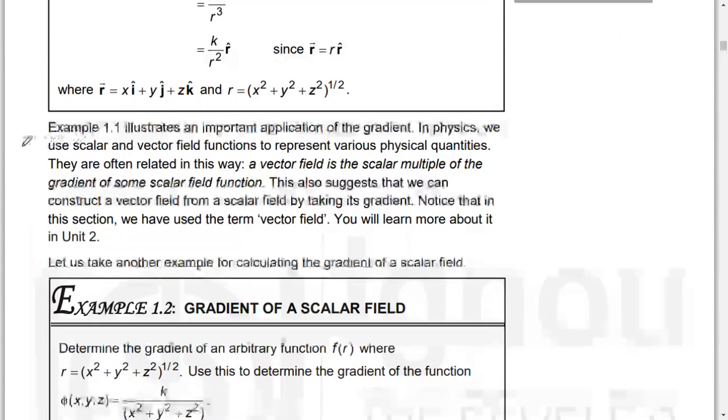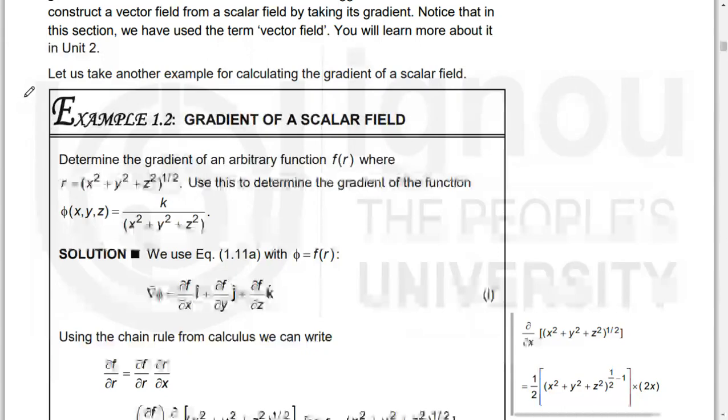Example 1.1 illustrates an important application of the gradient in physics. We use scalar and vector field functions to represent various physical quantities. They are often related in this way. A vector field is a scalar multiple of the gradient of some scalar field function. This also suggests that we can construct a vector field from a scalar field by taking its gradient. Notice that in this section we have used the term vector field. You will learn more about it in unit 2.